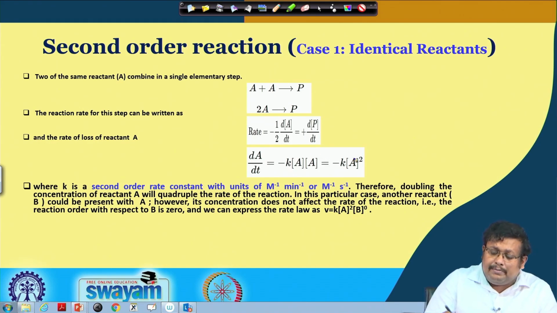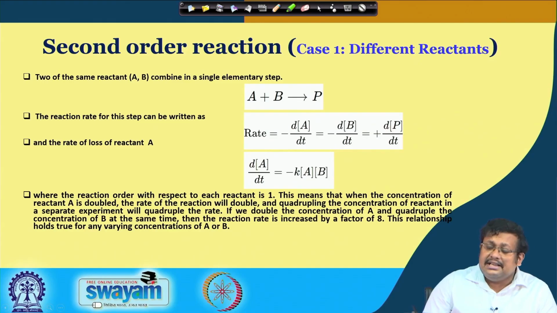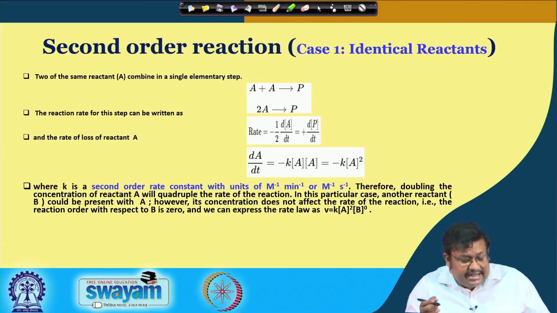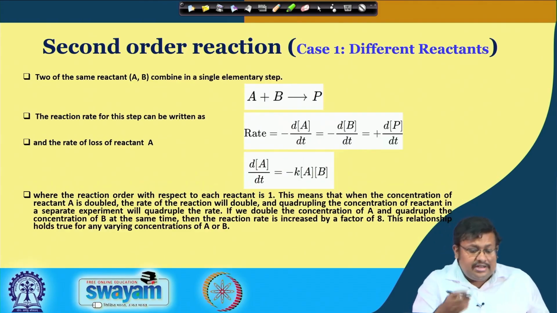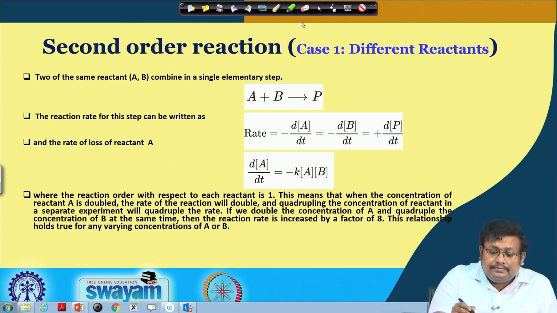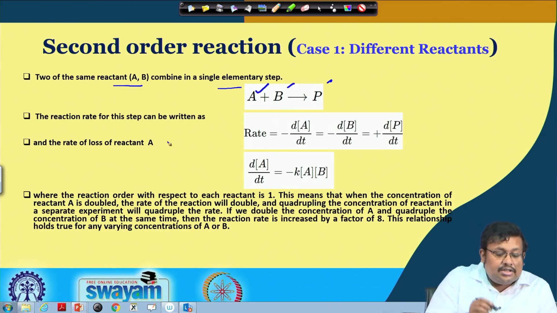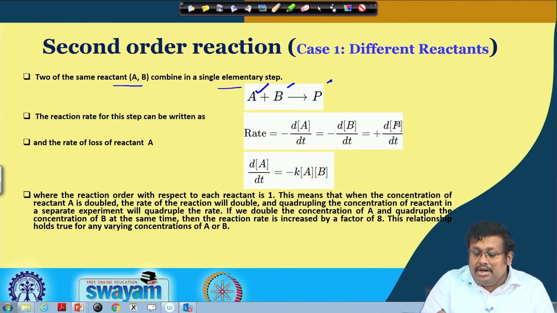So, this is the representation of the second order reaction. This is case 1, where identical reactants are there. Now another case, where different reactants are present. Two different reactants A and B combine in a single elementary step, A plus B equal to P. The reaction rate for this step can be written as rate, that is minus dA by dt equal to minus dB by dt equal to dP by dt.